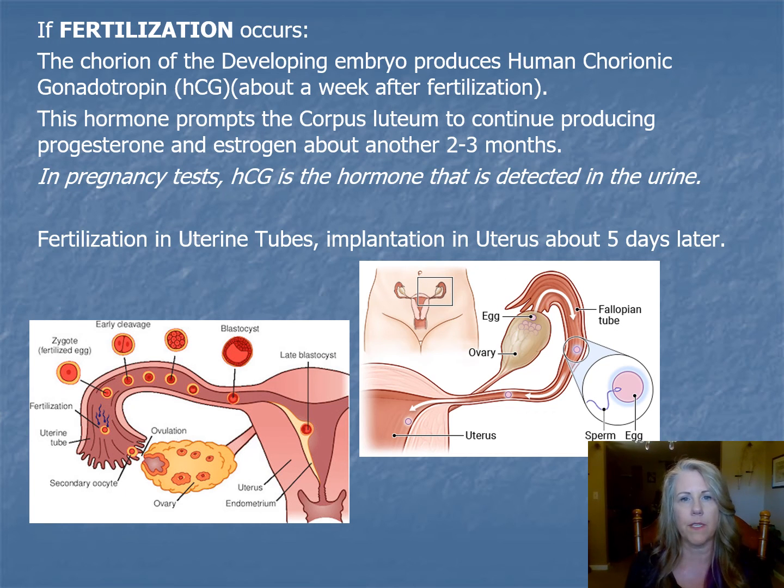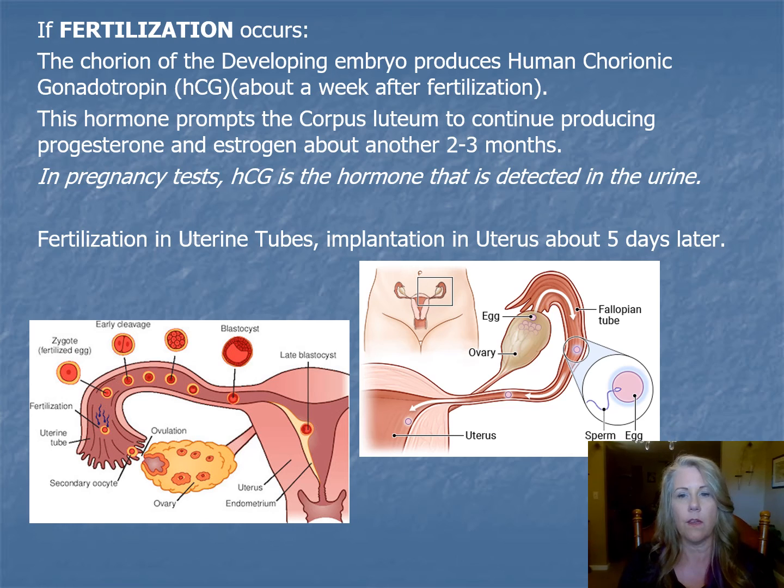Now we want to know what happens if fertilization does occur. So if we have fertilization, we have a developing embryo. And there are layers that surround this developing embryo, and one of them is called a chorion. So the chorion of the developing embryo produces a hormone called human chorionic gonadotropin, abbreviated as a lowercase h and capital C, capital G. It will start producing this, to about detectable levels, about a week after fertilization.